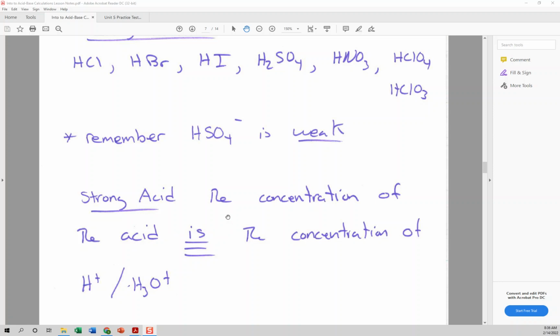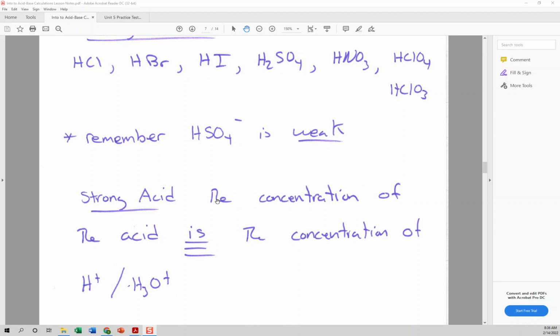Because the definition of a strong acid is it completely dissociates in water. So if I start out with 100 HCl's in water, I'm really going to end up with 100 H pluses and 100 Cl minuses and 0 HCl's still together. So if you're given the strong acid, the molarity of the acid is the molarity of H plus.